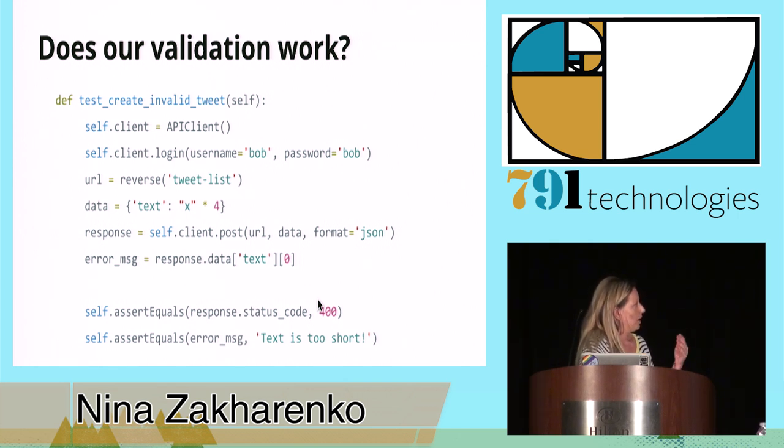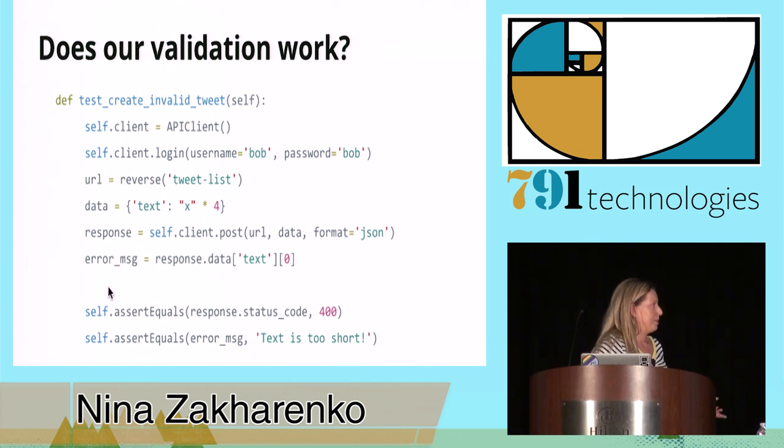We define our API client, which again has many useful methods available for us for unit testing. And here we're logging in. We're authenticating our request. If we didn't pass that in and we have an authentication permission, then we would get a 401 back, not authorized. We're getting the URL for our endpoint. We're making up some test data, so this will print out 4 Xs, and we're posting to that URL to create a new tweet.